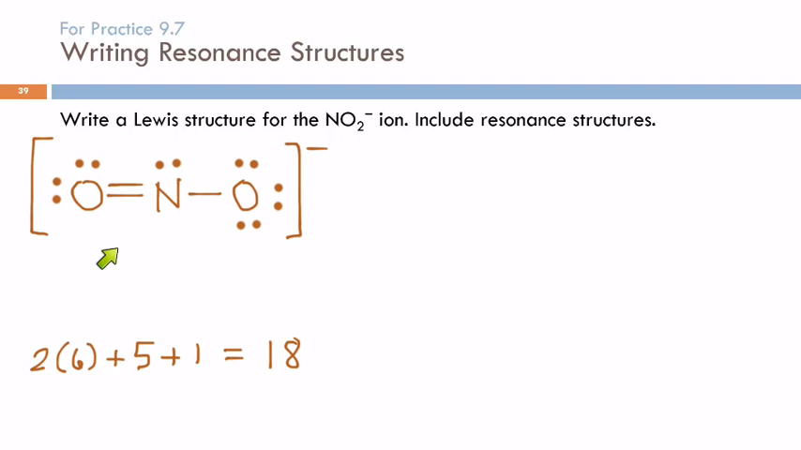This is very similar to the ozone molecule, isn't it? Yeah. So we just kind of arbitrarily chose to make this oxygen share, but we could also make that oxygen share instead. And so the other resonance structure would have the double bond on the right instead.